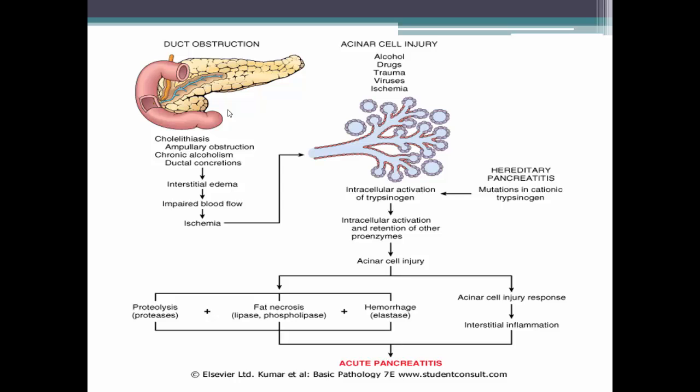Hypercalcemia from hyperparathyroidism is another one. Alcohol, pregnancy, and even ischemia caused by hypotension. So what happens is that there is an intracellular activation by trypsinogen and other pancreatic enzymes, producing a single cell injury and hemorrhage, necrosis, and proteolysis.